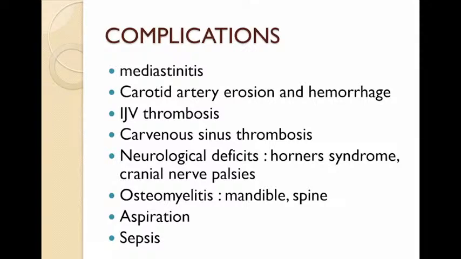So the complications are usually the problems with the deep neck space infection. Mediastinitis will take you down very fast. Carotid erosion and hemorrhage are almost a death sentence if they do happen. Cavernous sinus thrombosis is a very difficult thing to treat. Horner syndrome and cranial nerve palsies tend to resolve if you give good antibiotics and drain the pus. Osteomyelitis also takes long to treat, especially of the spine. Aspiration and sepsis are also part of the complications.